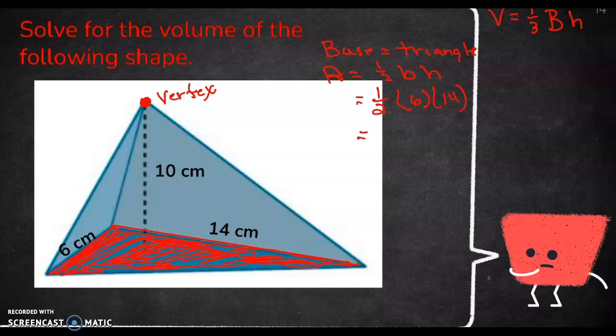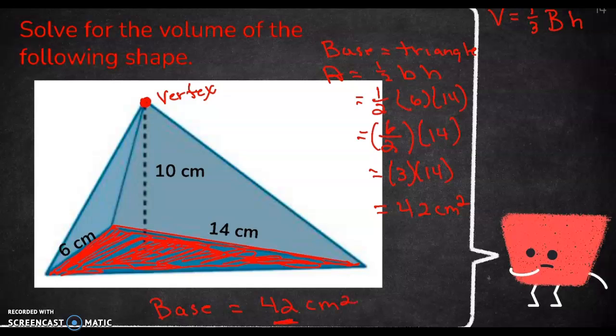Okay, so then I have 1/2 times 6, which is the same as dividing 6 by 2, times 14. And 6 divided by 2 gives me 3. And I'm left with 3 times 14, which is 3 times 4 is 12, carry the 1, 3 times 1 is 3. 42 centimeters squared, because I'm talking about area. So I figured out that my base is equal to 42 centimeters squared.